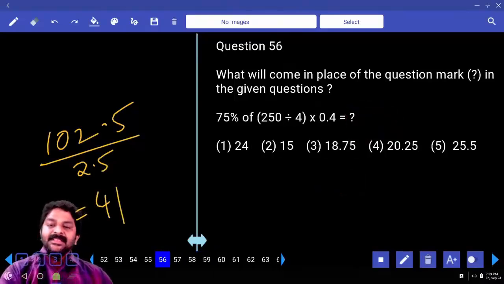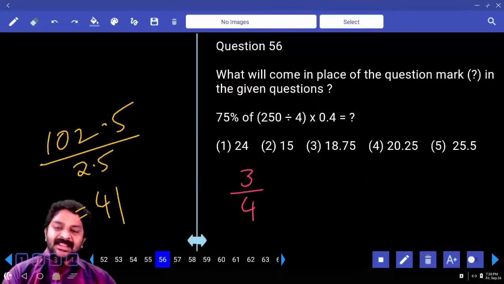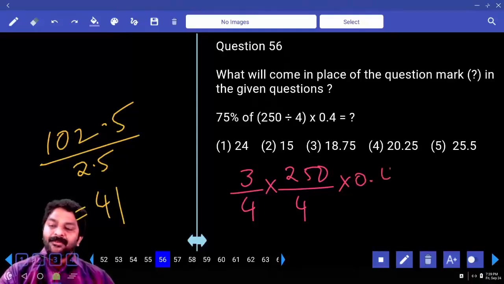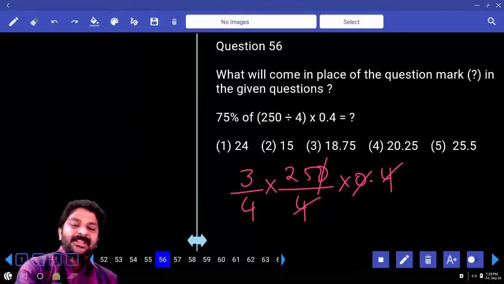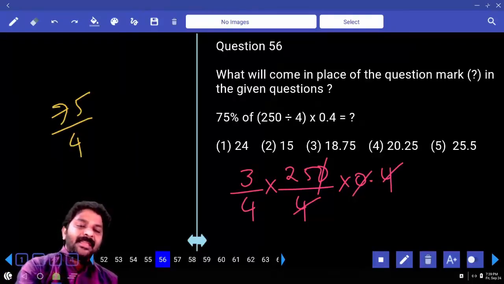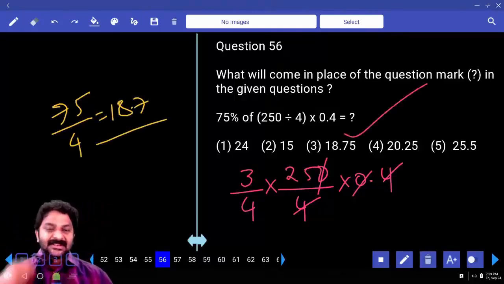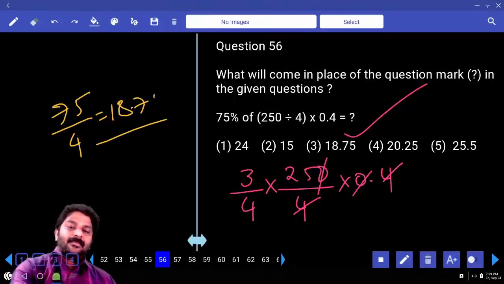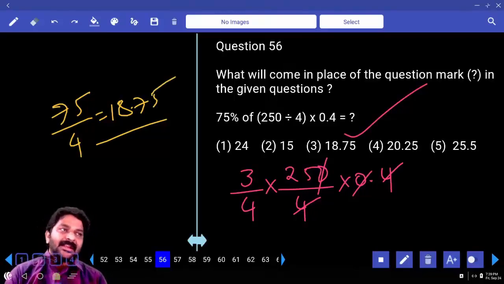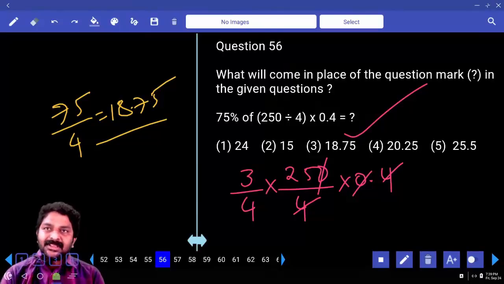Next. 75%. Write it as 3 by 4. Half into 250 divided by 4 into 0.4. 10 and decimal gets cancelled. 4 gets cancelled. 3 into 25. 75 by 4. Which is 18 point something, third option answer. You don't have to calculate entire value. 18 point something is enough.